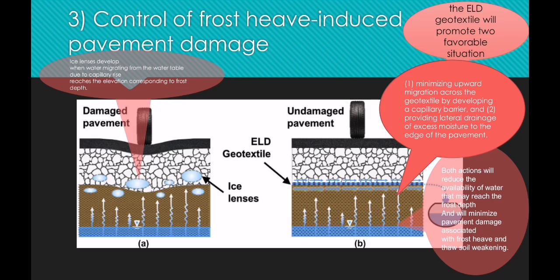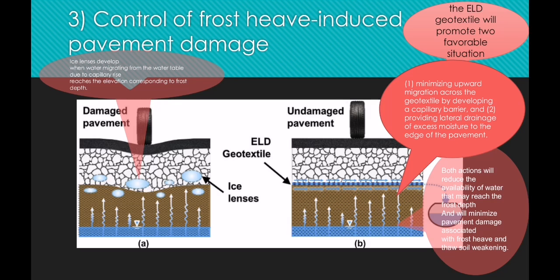First, ice lenses develop when water migrated from the water table due to capillary rise leads to the elevation corresponding to the frost depth. When we use ALD geosynthetics, they will promote two favorable situations. First, minimizing upward migration across the geosynthetics by developing capillary barriers, and second, provide lateral drainage of excess moisture to the edge of the pavement.